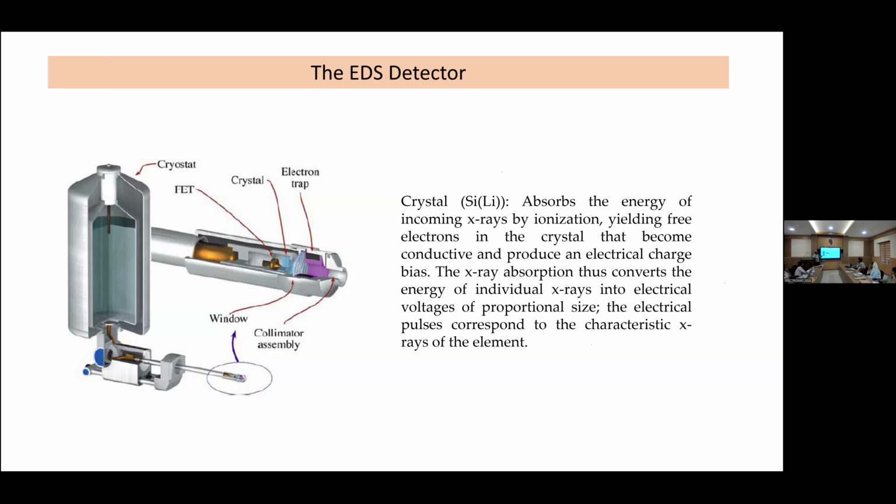So in here, there is a shutter. It's a window, there's an electron trap, and then the detector, then the FET. So the X-ray goes to the portion, and then it's sensed by this detector, and this FET converts this X-ray to an electrical signal. Okay.